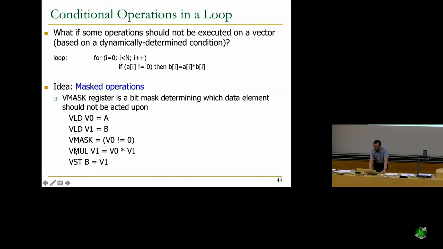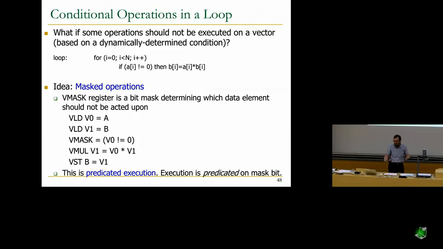This is essentially predicated execution. We've converted the control flow dependency over here into a data flow dependency, and this is actually a predicate register if you think about it. It's called a mask register, but it's really the predicate register as before. If the predicate is true, the multiply takes effect and the store takes effect. If the predicate is false, essentially that multiply is a no-op for that element, and that store is also a no-op.